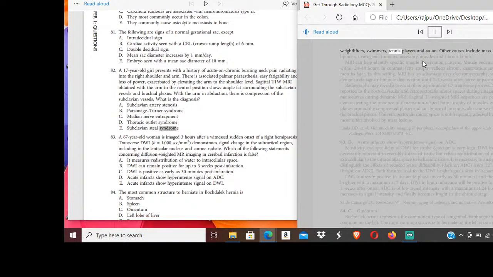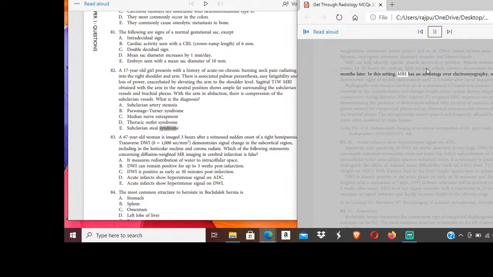weightlifters, swimmers, tennis players, and so on. Other causes include mass lesions such as lipomas, neurogenic tumors, accessory muscles, and fibrous bands. MRI can help identify specific muscle denervation patterns. Muscle edema may occur within 24-48 hours. In contrast, fatty atrophy reflects chronic denervation and manifests several months later.